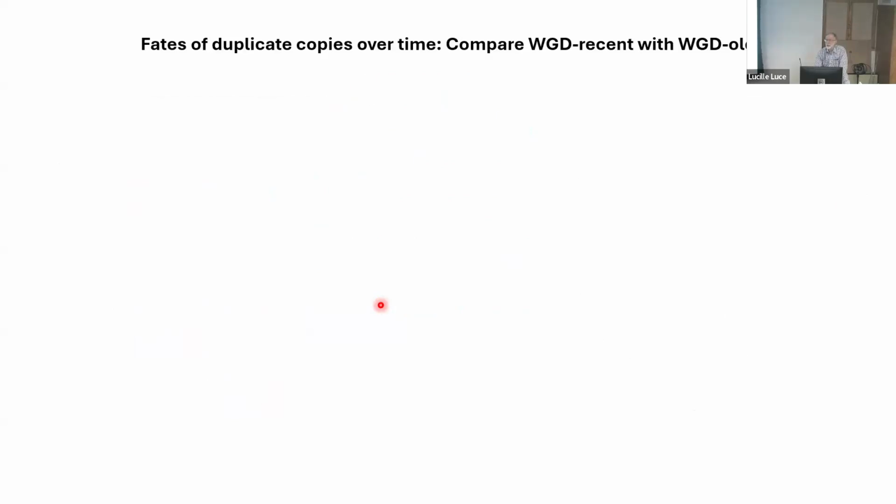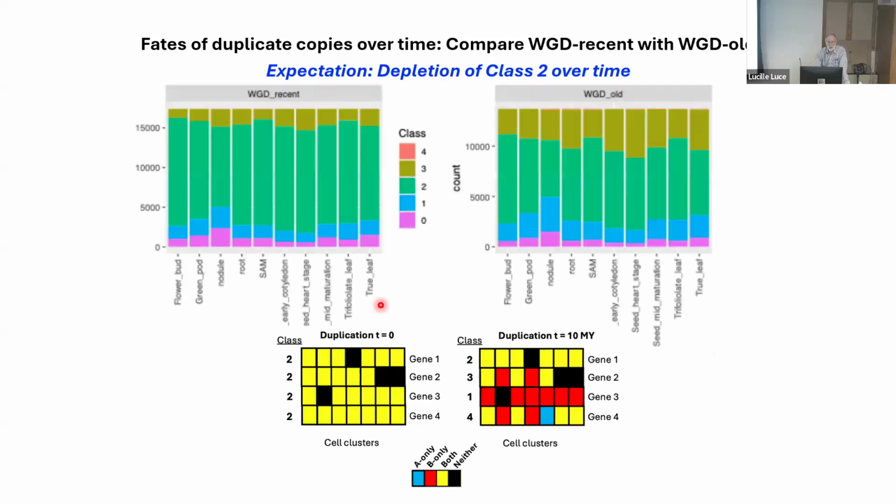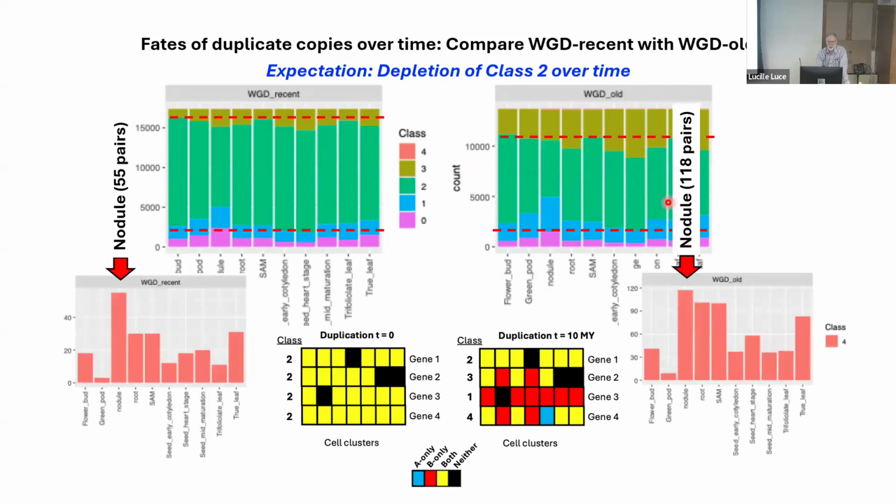So if we want to look at this time course, we can compare the old whole genome duplication, 60 million years, with the 10 million year duplication. And our expectation is that there's a depletion of class 2 genes over time. And what do we see? This is exactly what we see here. If you look, there's much more of this class 2 gene in the recent duplication than in the old duplication. And we see this also in terms of the expression of subfunctionalization as well, this class 4.